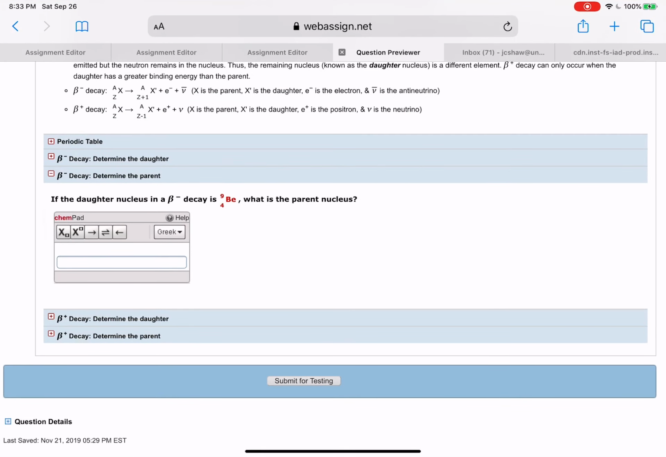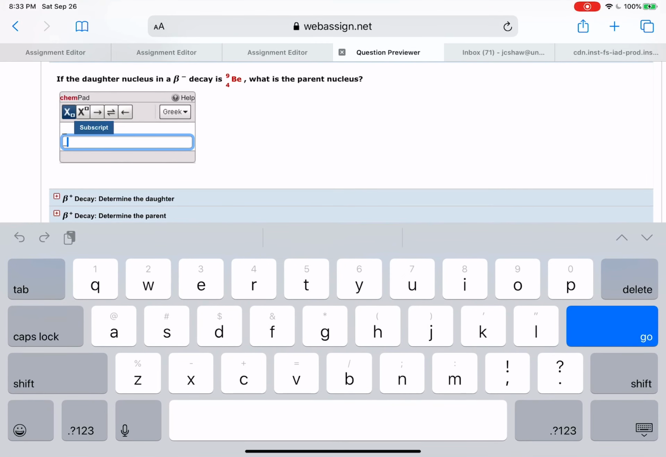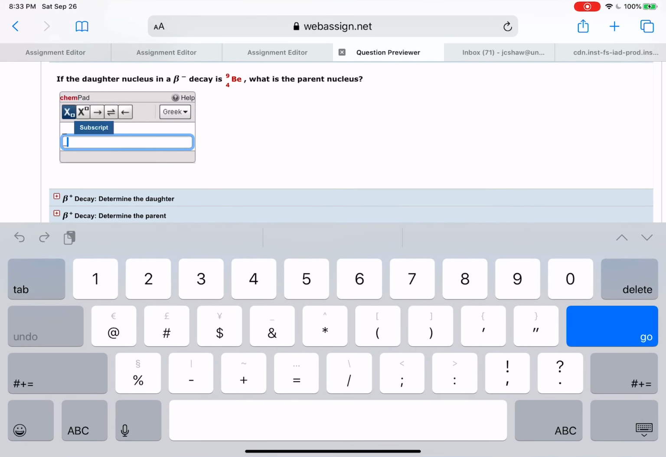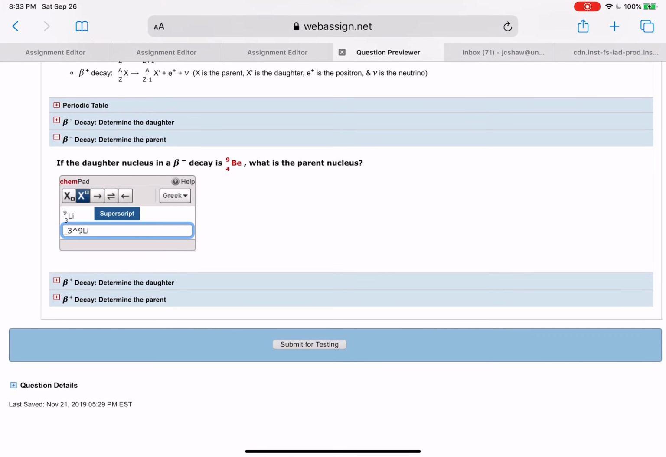So here's how you put it into Webassign. You need to make use of the subscript and superscript. It shouldn't matter what order you do them in. So let's see, we got lithium 9. So that's the subscript. Then I'll hit the superscript tool, lithium 9, and then I'll just type in that I'm doing lithium. And then I just go ahead and submit.